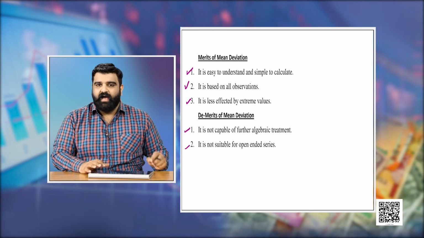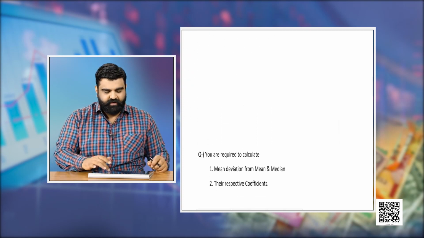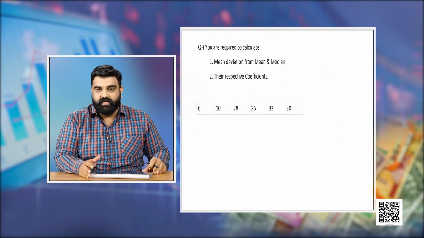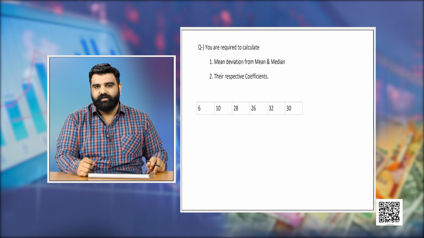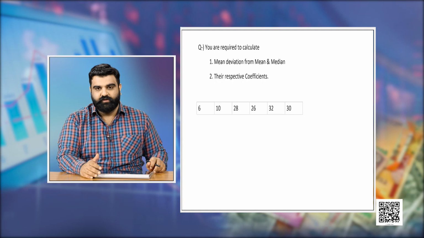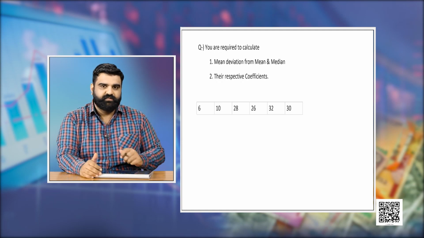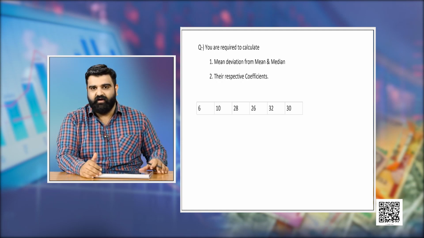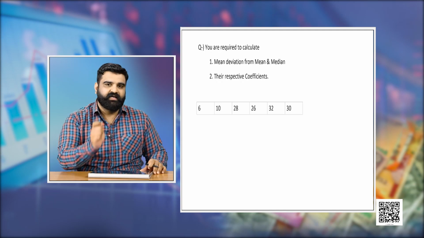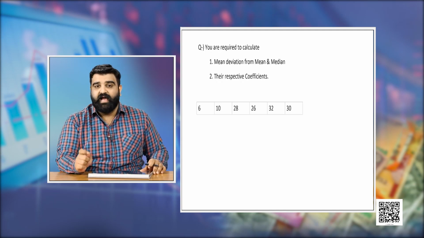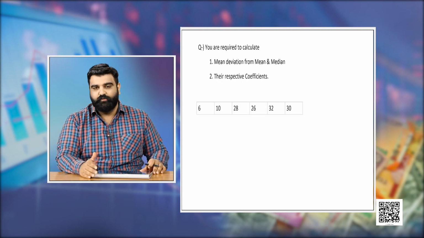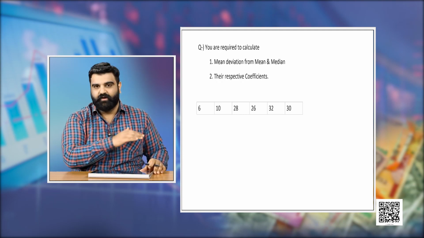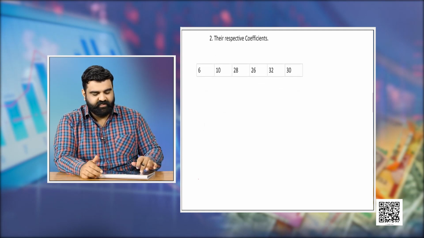So, let us move ahead and practice some questions for mean deviation from mean and median. I have the first question on your screen under which we have to calculate the mean deviation from mean and median and their respective coefficients. This is a question of individual series under which we will first have to arrange the series into ascending order. This is because when we calculate median, because it is a positional value, we always have to arrange it in ascending order.